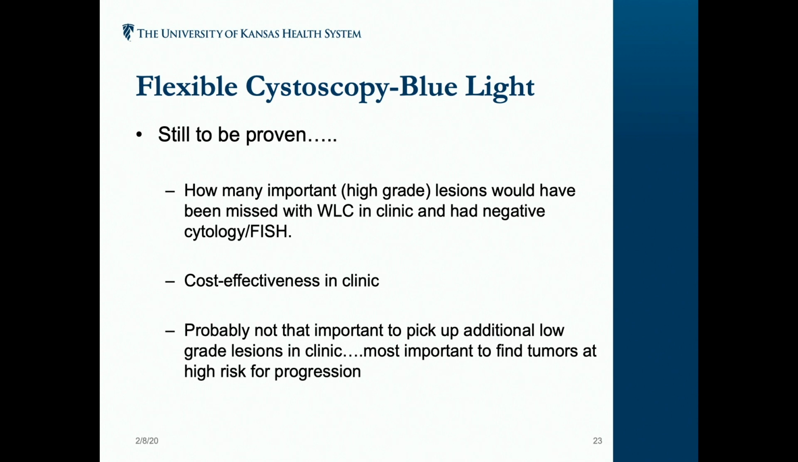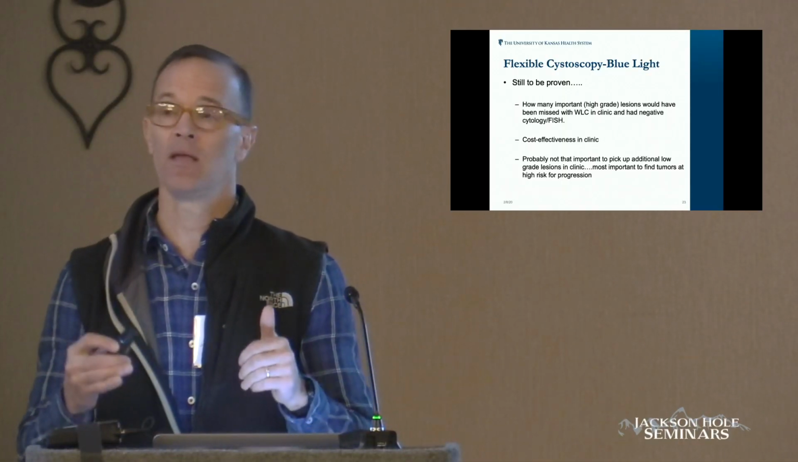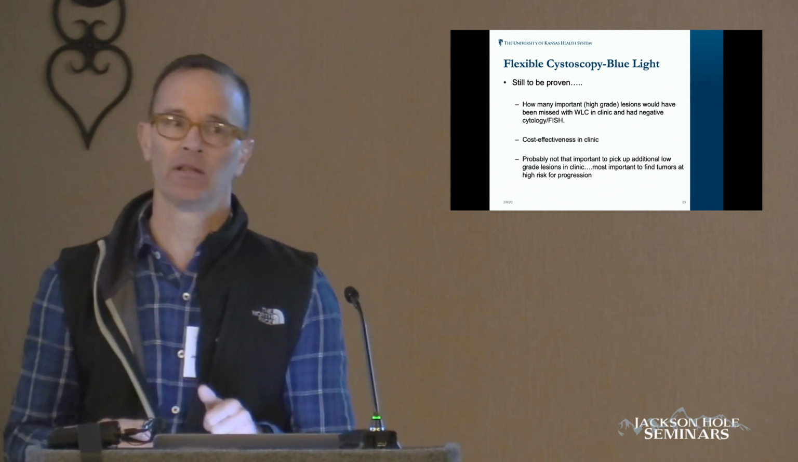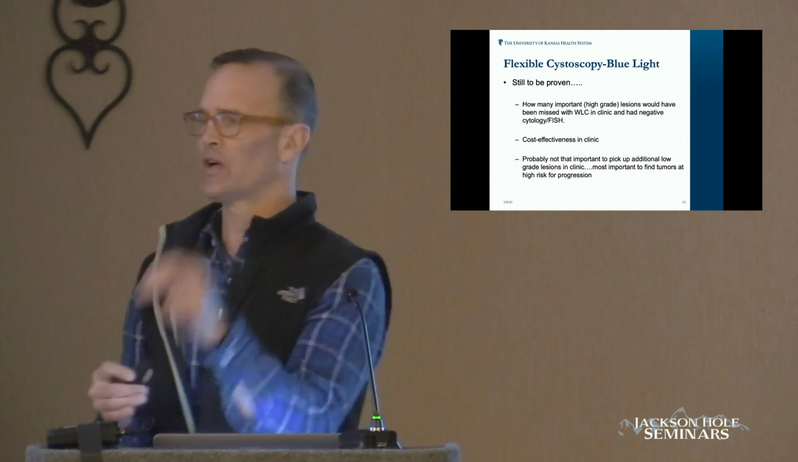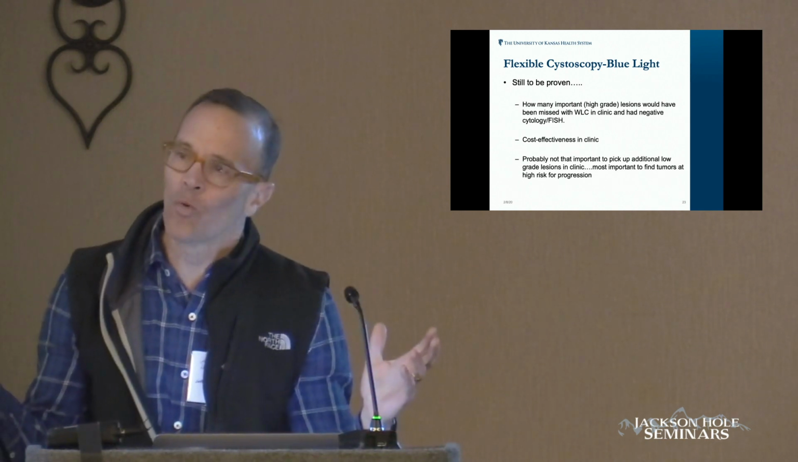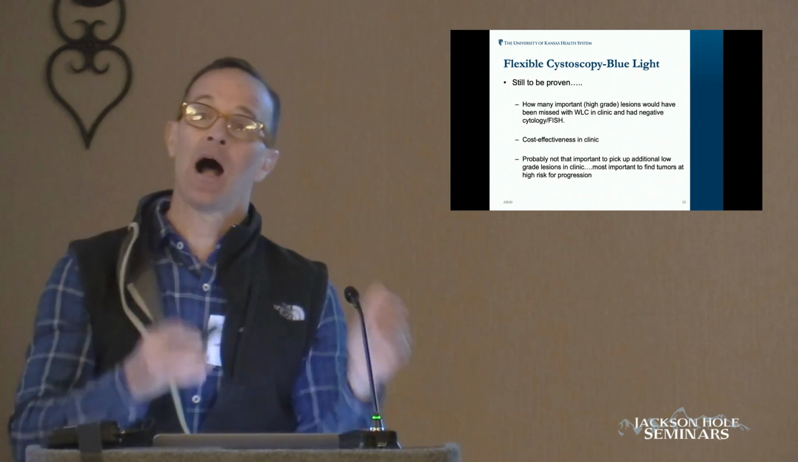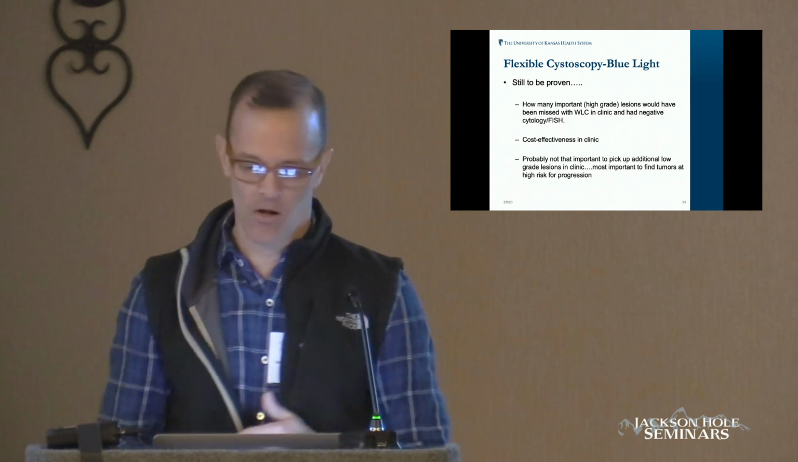Cost effectiveness, so obviously expensive equipment, and we really haven't demonstrated that picking up more of these lesions in clinic is useful. Number two, I don't really know, and I think it's a very small number, of patients you miss if you are using white light cystoscopy and cytology and FISH and you miss a high-grade lesion. I think that happens very, very rarely. And that really hasn't been ferreted out very well in the flexible blue light data. If you miss a low-grade lesion in the clinic, not the end of the world. You'll probably catch it on the next one. But a high-grade lesion, those are the ones we really want to detect. I don't think we really miss that many if you're utilizing all those things.